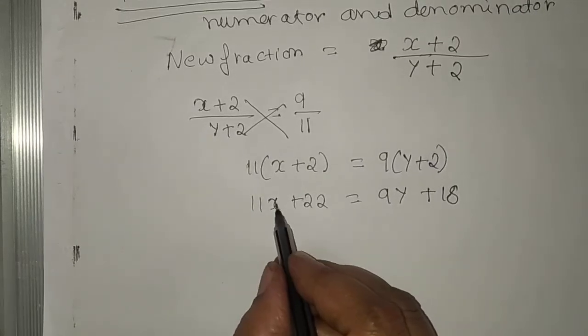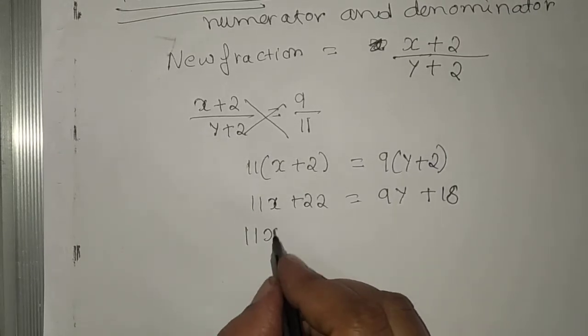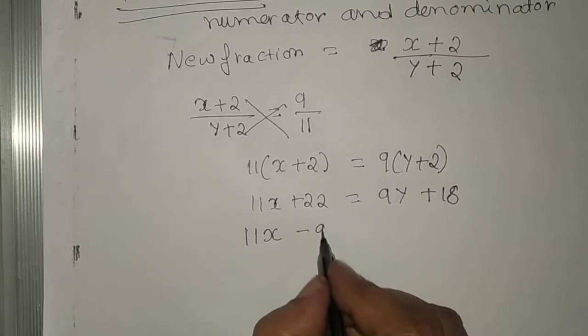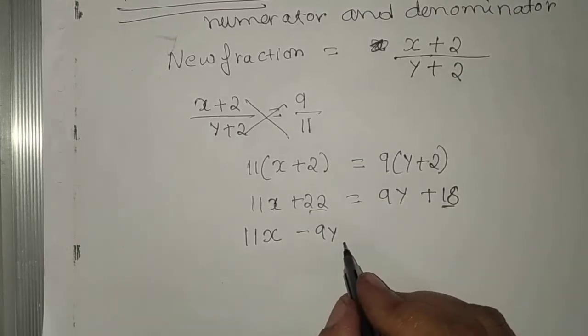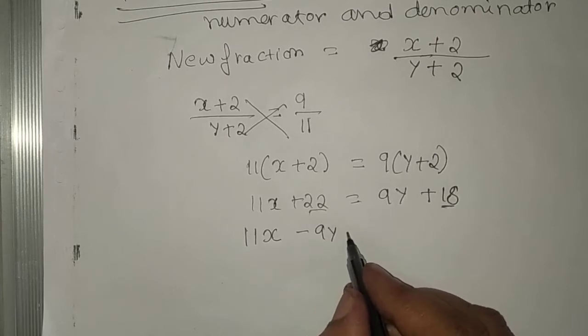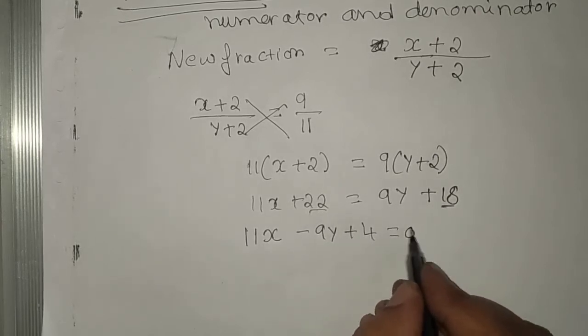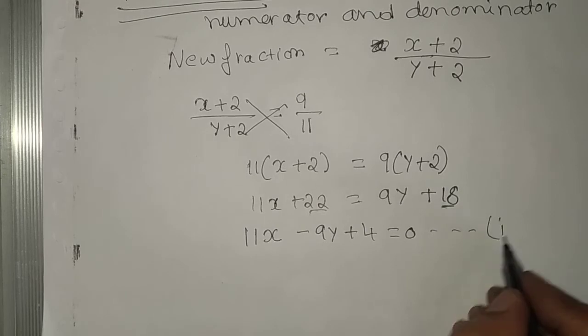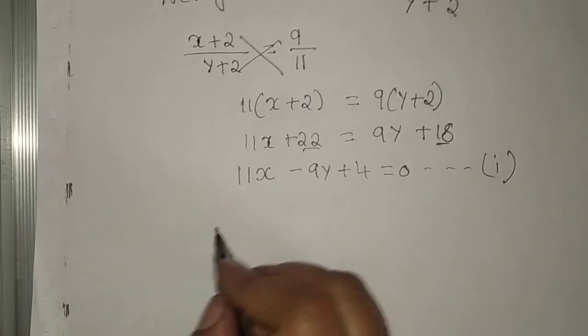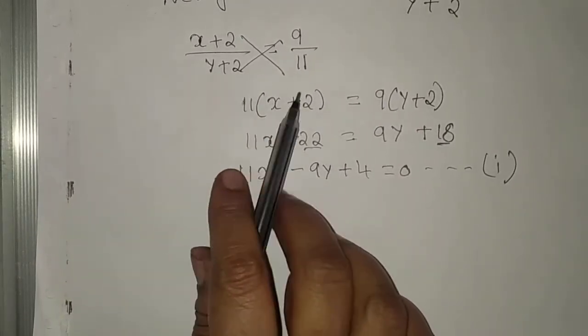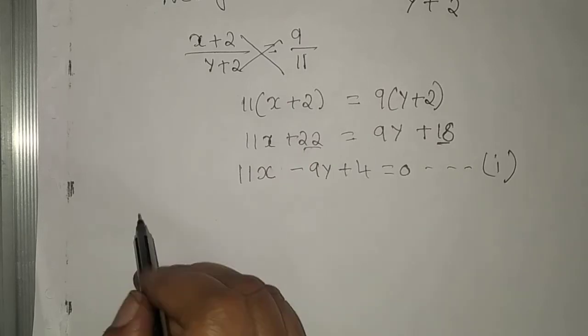So much 11x. So this forms an expression 11x minus 9y. Add this one. Therefore 18 minus 22 will get 4, which is equal to 0, which is the first equation. So we formed an equation from the first condition, that is adding 2 to both the numerator and denominator and equating to the given fraction 9 by 2.